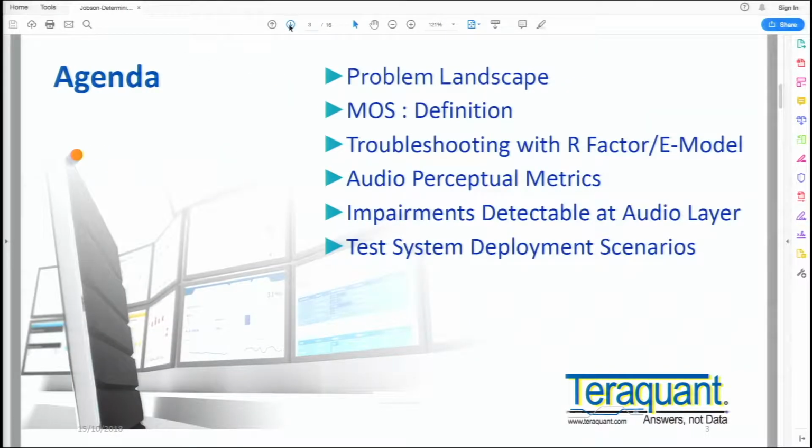So let's see what we're going to discuss today. Talking about the operational environment, we're going to look at what problems we typically encounter from different parts of an operational voice over IP network, and what problems they might represent. Then we're going to have a quick look at this technology.